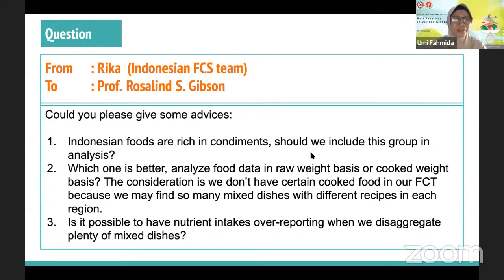The second question is about which one is better, to analyze food data on a raw weight basis or cooked weight basis, because in our FCT, we may find so many mixed dishes. We don't have cooked food, that is the first one, and also because of many mixed dishes with different recipes in each region. So basically in Indonesia, mostly we have the raw foods in the FCT. So yes, many countries only have raw foods in their FCT. India is another country that only has raw foods.